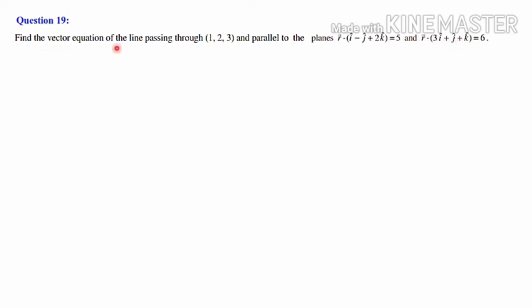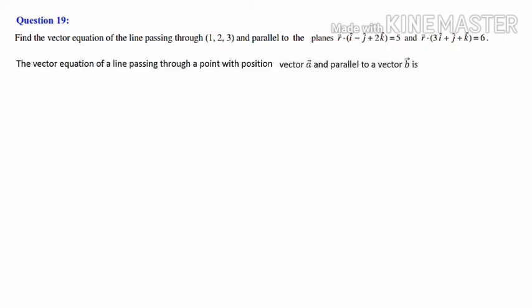We are asked to find the vector equation of the line passing through a given point and parallel to these two planes. So let's write the equation of the line which is known to us. The vector equation of a line passing through a point with position vector A and parallel to a vector B is vector r is equal to a plus lambda b. Here vector a is the position vector of the point it passes through, and b is the parallel vector. Lambda is a constant.